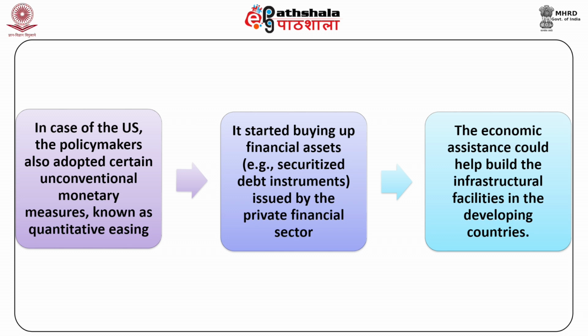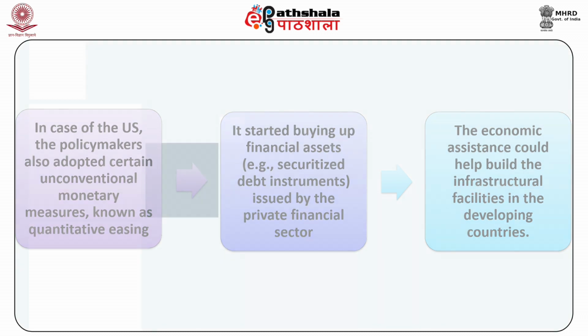It started buying up financial assets, for example, securitized debt instruments issued by the private financial sector. This was done to stabilize and restore confidence in the financial markets. The US Fed took on its balance sheet toxic assets that all other economic agents were extremely reluctant to hold at that time. Since this was a departure from the Fed's standard practice of holding government securities, this was an unconventional monetary policy response put in place due to the failure of traditional monetary channels.